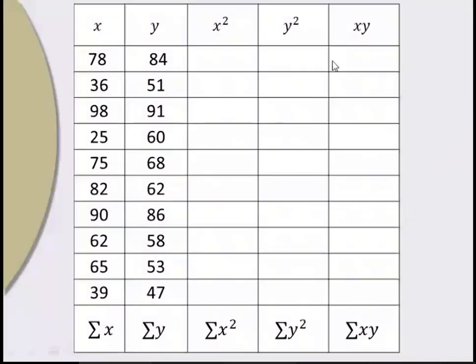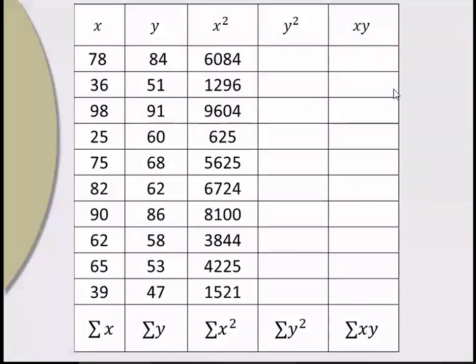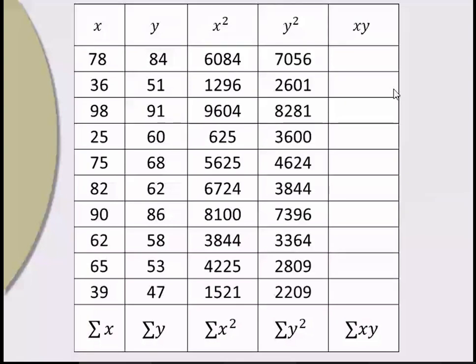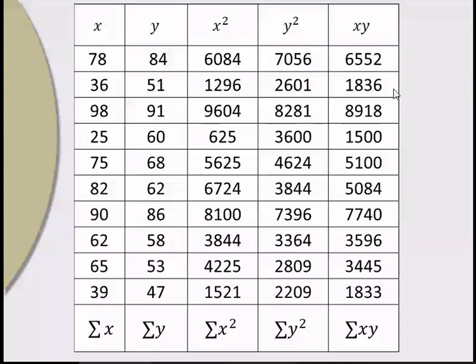Now just complete the table. Taking the summation of x square, summation of y square, then taking the product x into y, and then take the sum of each column, all 5 columns. If we take the summation, it comes out to be summation x is 650, summation y is 660, summation x square is 47648, summation y square is 45784, summation xy is 45604.